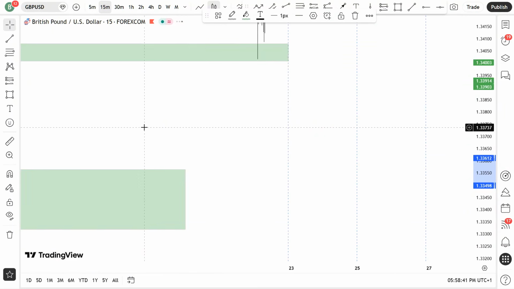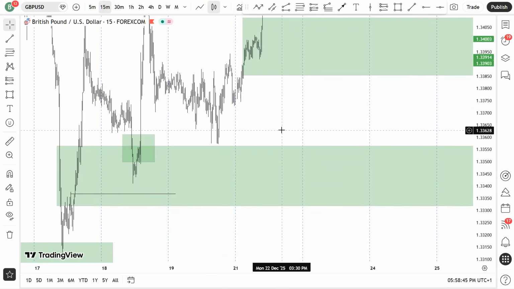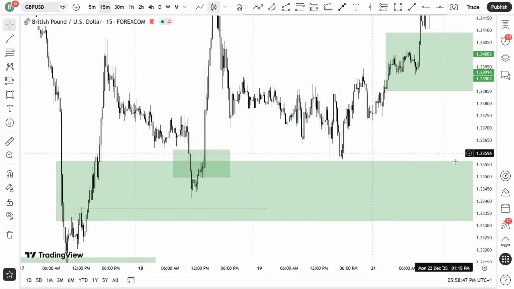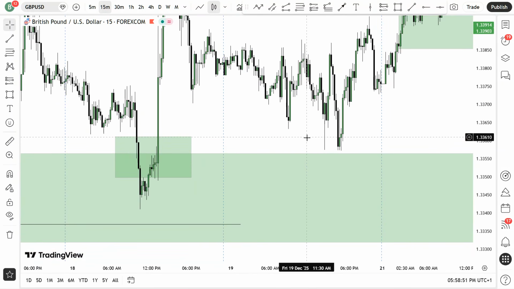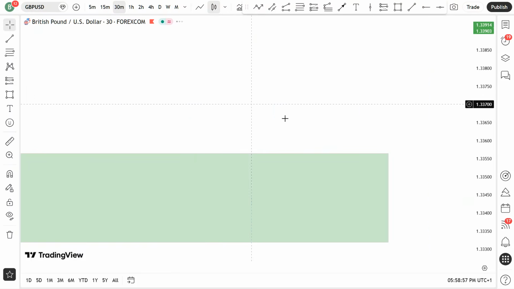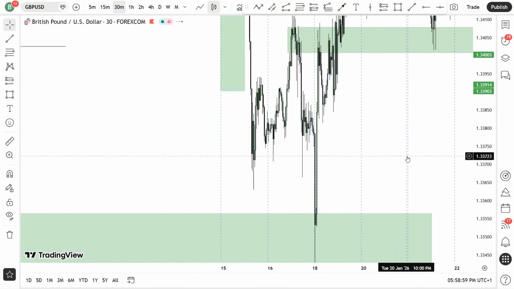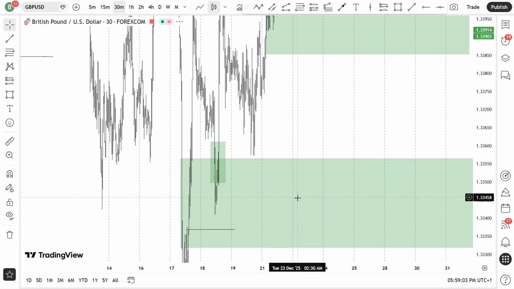Let me scale down to the 5 minutes time frame, sorry, 15 minutes time frame. I'm not seeing a good structure here. But if I want to refine this zone, let me scale up to the 30 minutes time frame again.